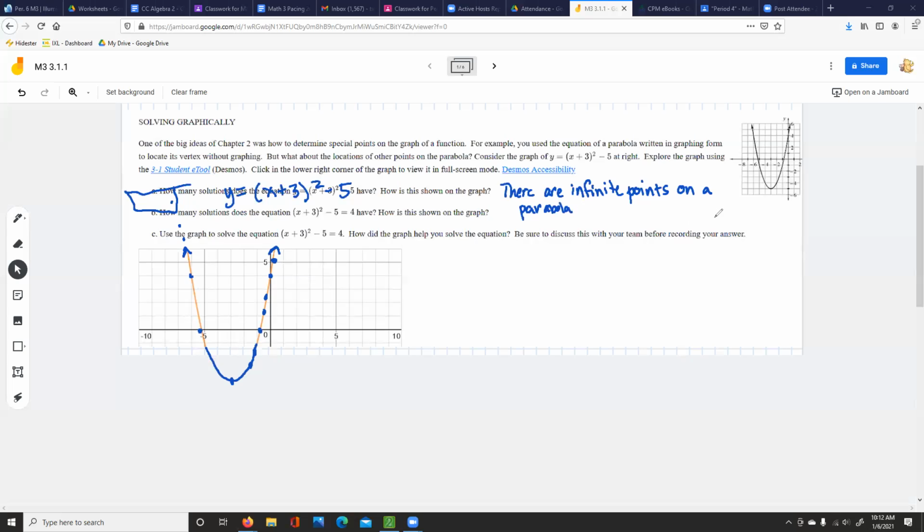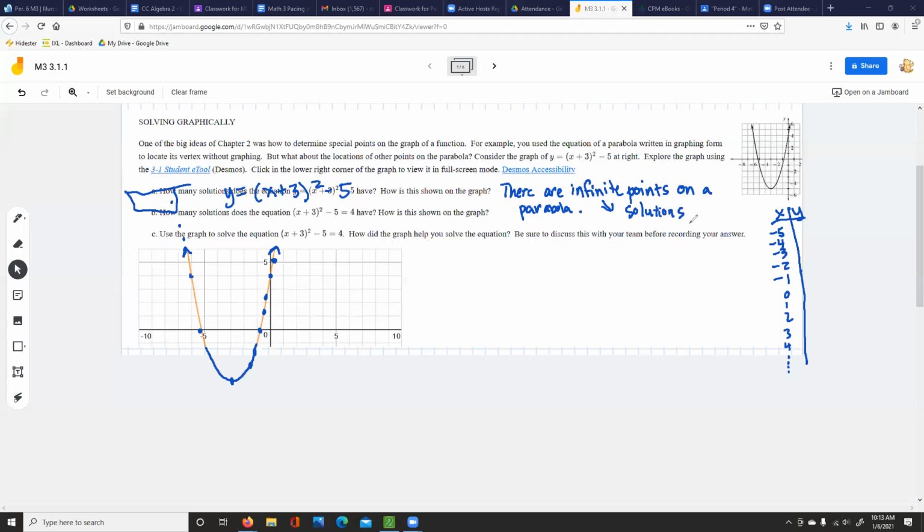right? Because if we made an XY table, I could choose X to be anything. X could be -5, -4, -3, -2, -1, 0, 1, 2, 3, 4, I could go on forever. I could pick as many points. I could pick 100 and there would be a point on this parabola. I could pick -100. There would be a point on that parabola. There's an infinite amount of points. That means there's infinite solutions, right? So there's infinite solutions for a parabola.